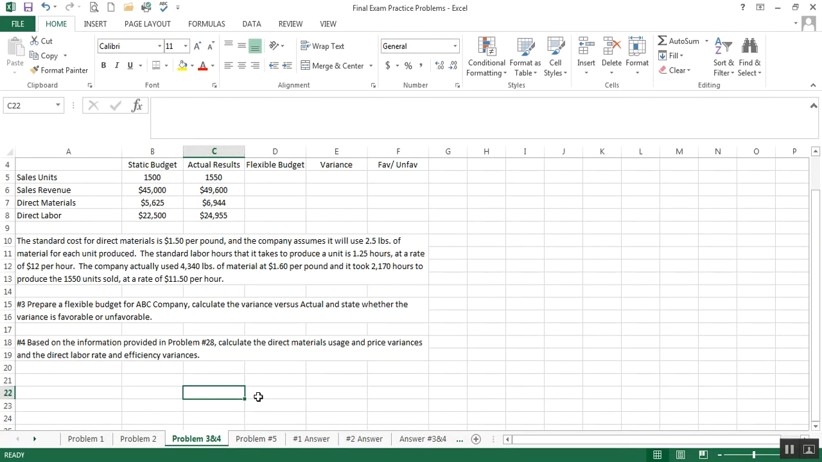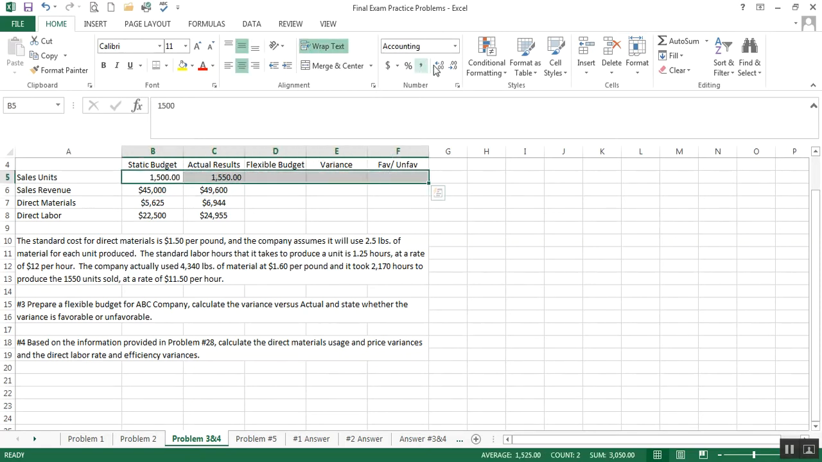Hi, welcome back. We're going to pick up where we left off. Now we're going to look at problems 3 and 4, which are looking at flexible budget variances. This is a difficult topic. There's a couple of things that we need to understand first, and that's some key terms.